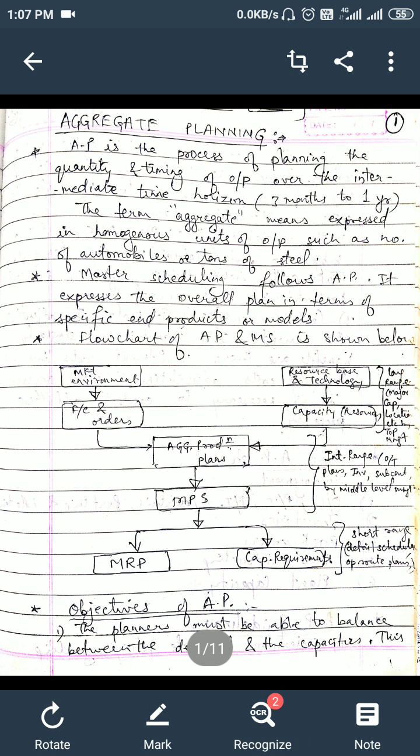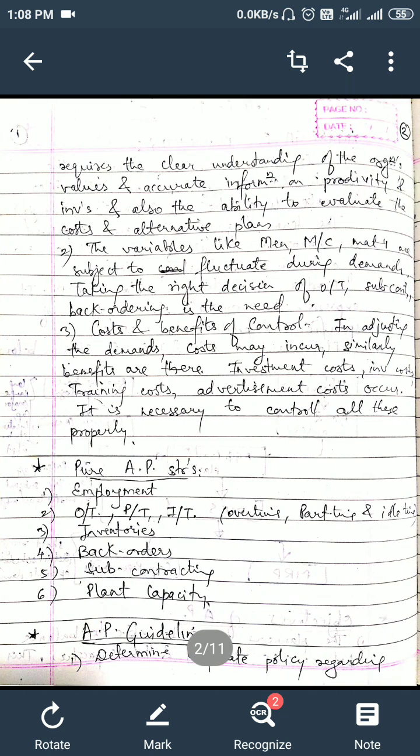Why actually is aggregate planning to be done? What are the objectives of aggregate planning? The first objective of aggregate planning is to keep a balance between the demand and the capacity. The market demands are continuously fluctuating. We need to keep a balance between the market demand and our available capacity. So this is the main objective of aggregate planning.